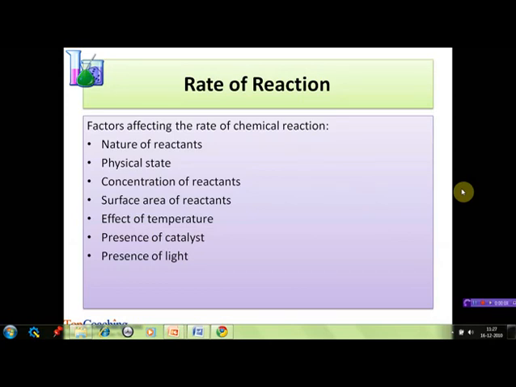The last important factor is the presence of light. There are certain reactants which get influenced by light, which are very sensitive to light. For example, the halides of silver. But otherwise, in general, we can say that higher the intensity of the light, higher is the energy absorbed by the reactant molecules and higher will be the collision between them, which will increase the rate of the reaction.